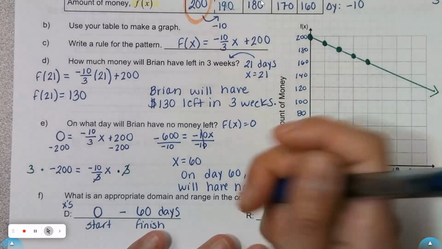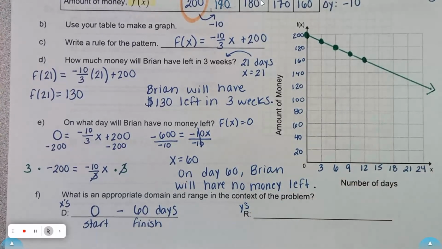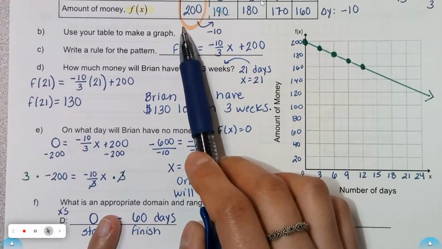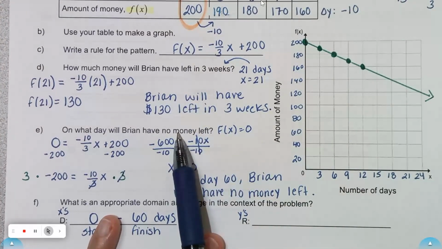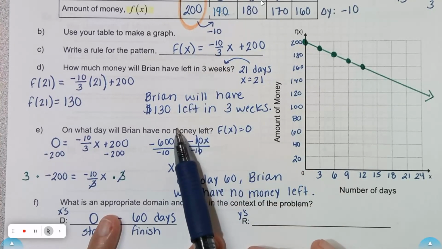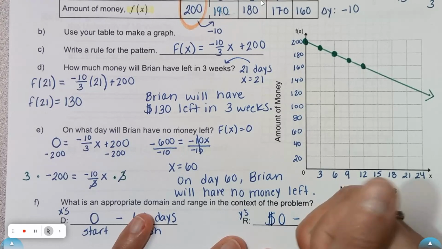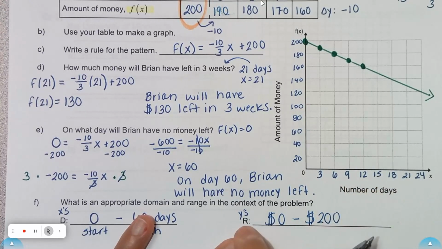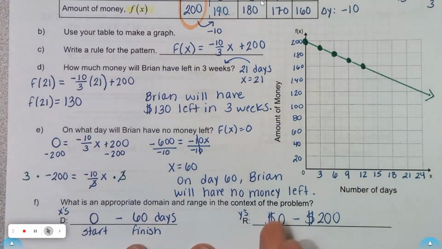Okay, range is your y's. Okay, so here are my y's. Same idea, right? My start and my finish. However, you always want to go in order from smallest to largest. So I know that Brian starts with $200. Okay, but eventually he ends up with no money, right? He ends up with $0. So it looks like I'm going from 200 to 0, but because I want to go in order from smallest to largest, it looks like I'm going from $0 to $200 because my y's, remember, are being represented by the amount of money. So you want to think of your start and your stop, right? Your start and your finish.